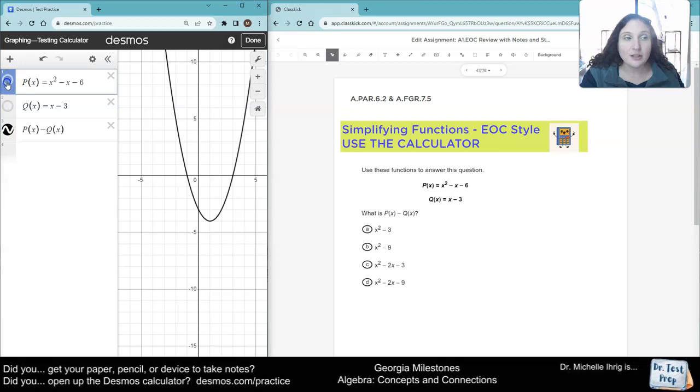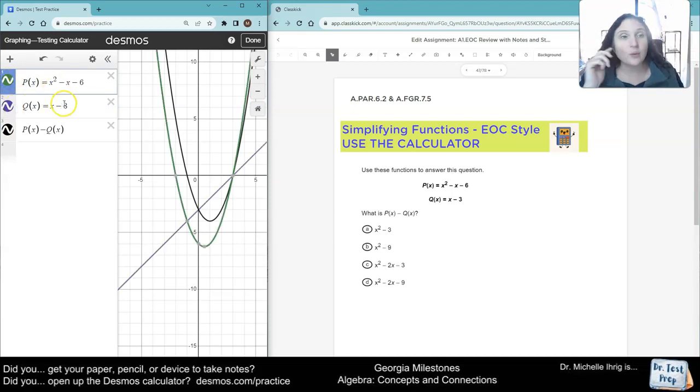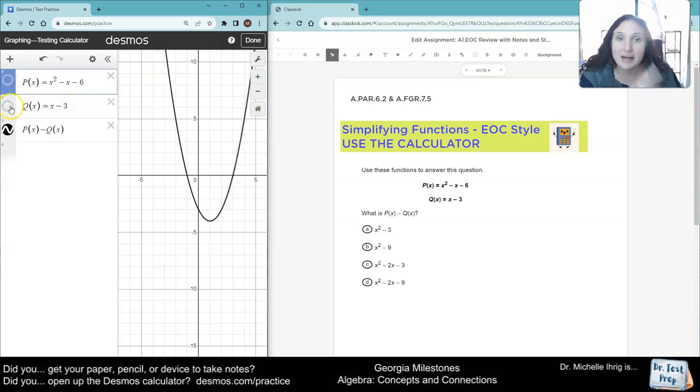You can't delete them because the calculator still needs to know what's P of x and what's Q of x. So that's why I like to turn them off so I can see my answer is the black parabola. So now I'm going to type in each of my answer choices.